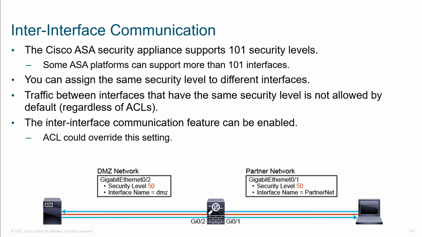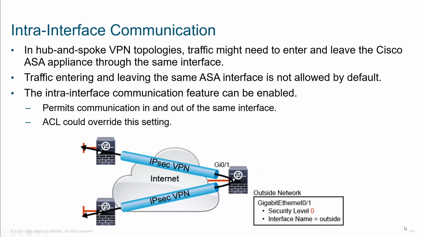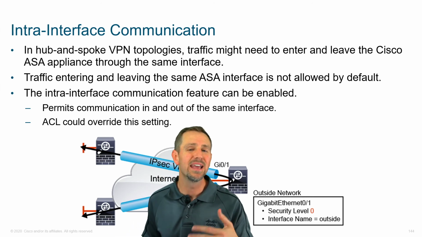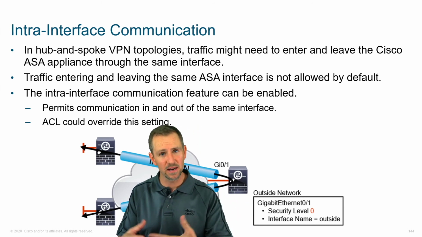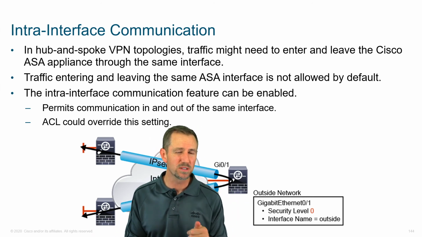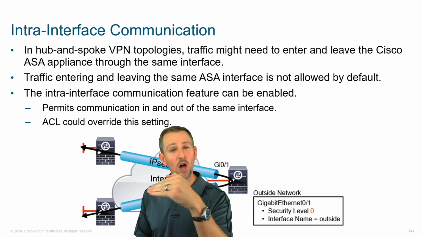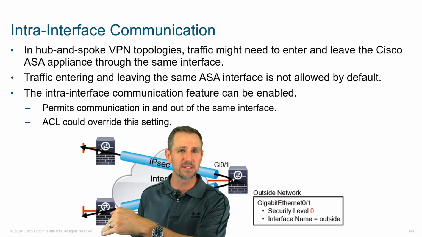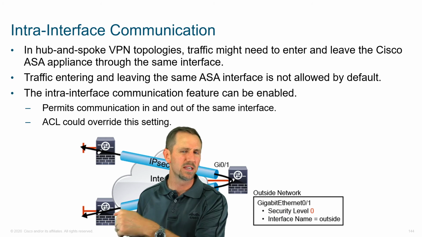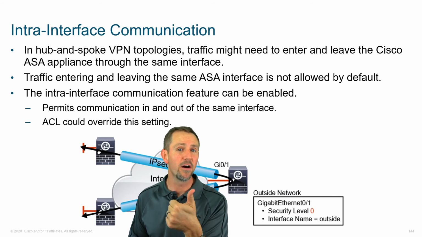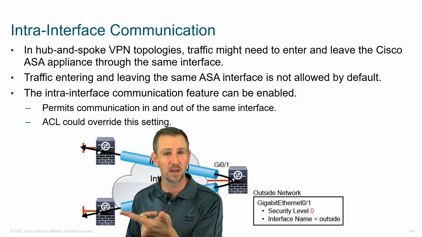Now, this other one, I think you're going to be a bit more likely to use. It's called same security traffic permit intra-interface. So remember, the intra is within, like an intranet inside of your company. In this case, what's happening is we've got traffic coming in across the internet, hitting our outside interface, and what do we do? We say, is this part of an existing flow? No. What do we do? Look at the destination IP address.